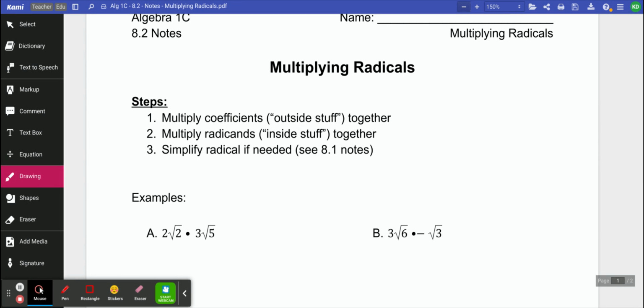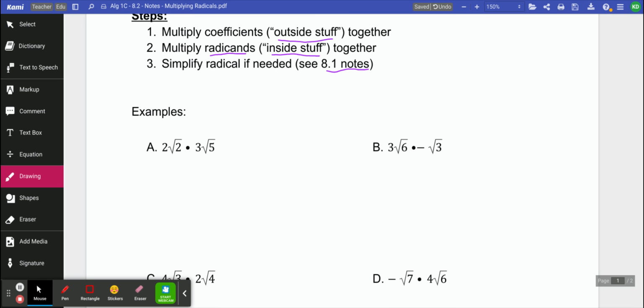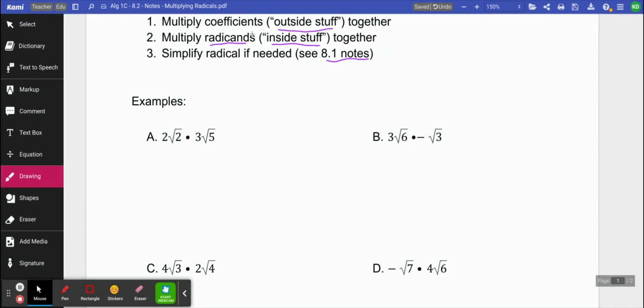If you don't remember what a coefficient is, that's the stuff outside of the variable, or in this case, outside of the radical. And we're going to multiply our radicands, which is the stuff inside the radical. So we'll multiply our inside stuff together, we'll multiply our outside stuff together, and then if needed, we'll be able to simplify that radical just like we did in the 8.1 notes. You can always review that video if you have any questions about simplifying radicals, but we'll do that process together here too.